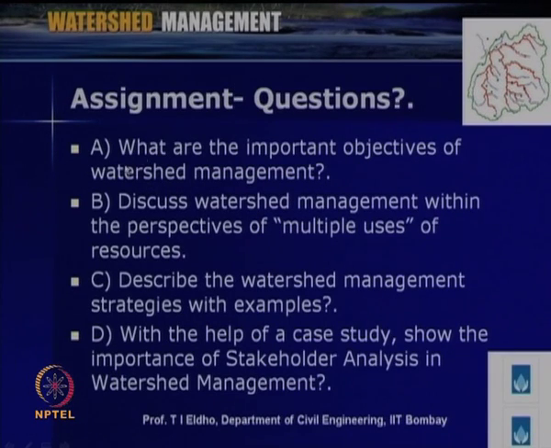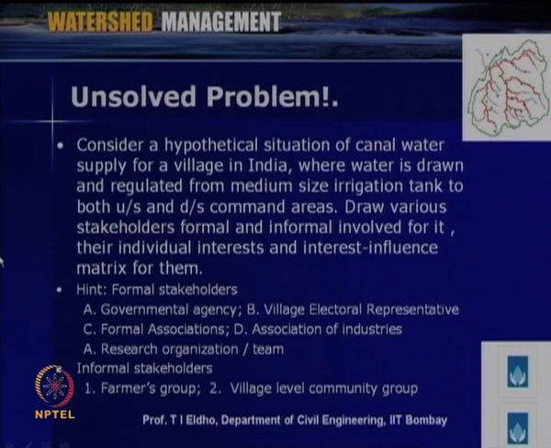Finally, some assignment questions. What are the important objectives of watershed management? Then discuss watershed management within the perspective of multiple uses of resources. And the third one is, describe the watershed management strategies with examples. Fourth question, with the help of a case study, show the importance of stakeholder analysis in watershed management. Finally, one unsolved problem is also put.